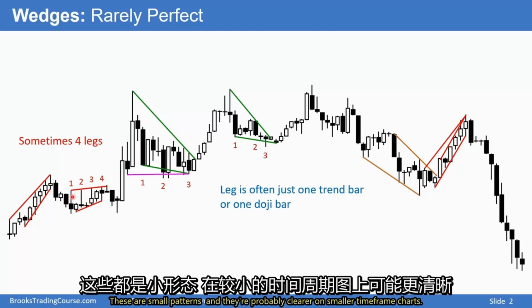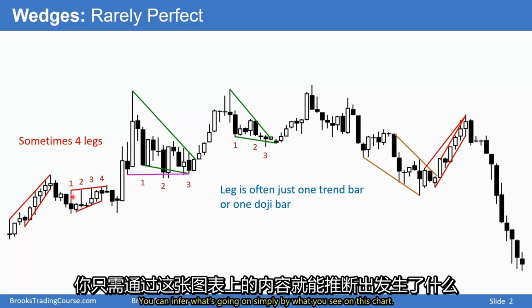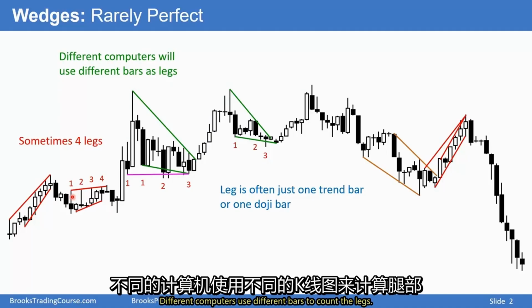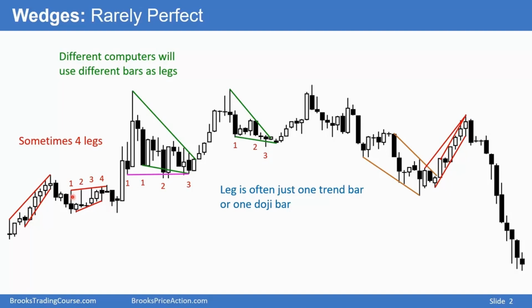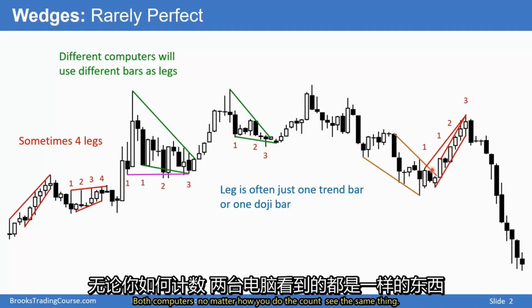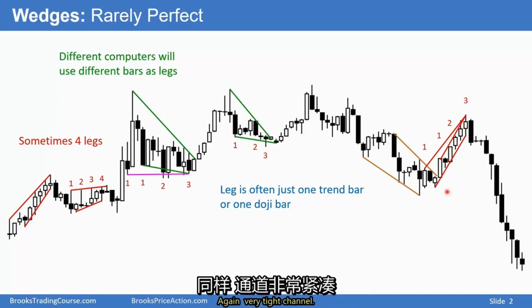These are small patterns, and they're probably clearer on smaller time frame charts. However, I would not go looking at the smaller time frame charts. You can infer what's going on simply by what you see on this chart. Different computers use different bars to count the legs. Doesn't matter. Is this the first push-up or is this the first push-up? Doesn't matter. Both computers, no matter how you do the count, see the same thing. They see a bull channel, maybe convergent lines. They expect a bear break below the bull channel.